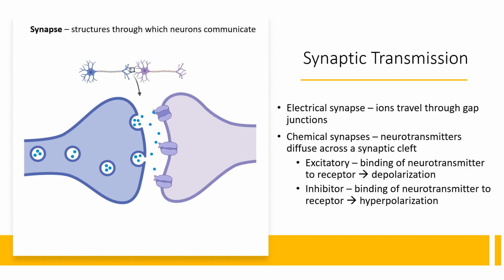These neurotransmitters can have an excitatory response, or the binding of the neurotransmitter could lead to depolarization of that nerve membrane. Or it could be an inhibitory response, where binding of this neurotransmitter to a receptor leads to hyperpolarization of that nerve membrane, so you're not able to generate a new action potential.